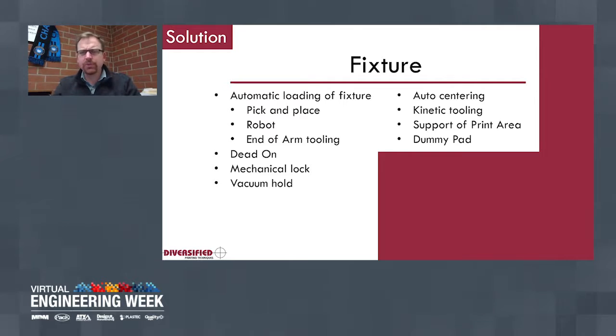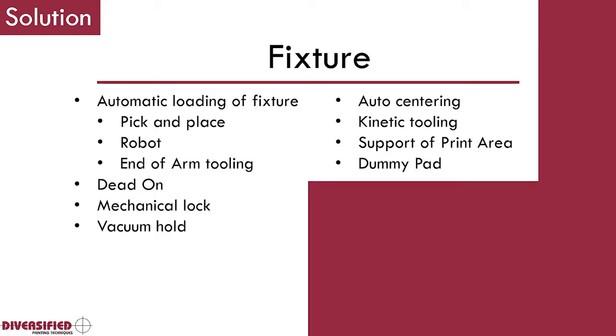What's really crucial with automation is that you use dead-on tooling with your system. When I say dead-on tooling, it's important that that fixture be very accurately put onto the system. A lot of times we use pins for this. So you have pins to locate, screws to hold down. The other part of a fixture that's really important is the mechanical lock.